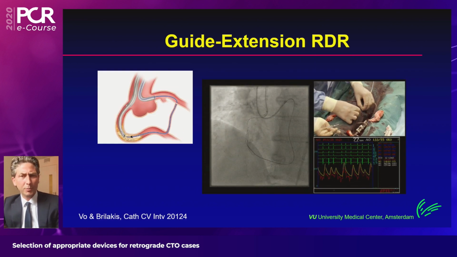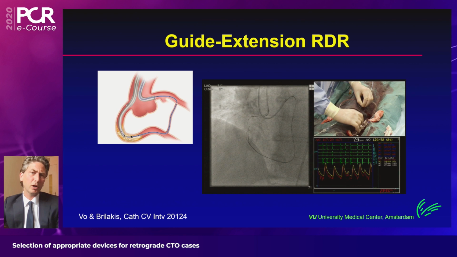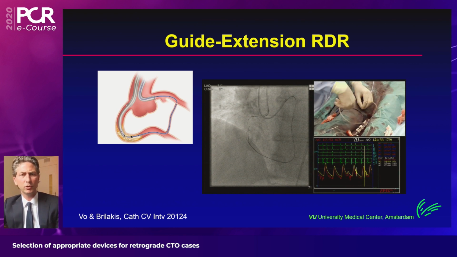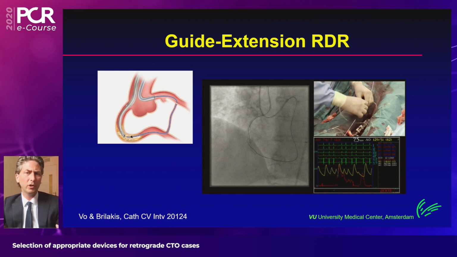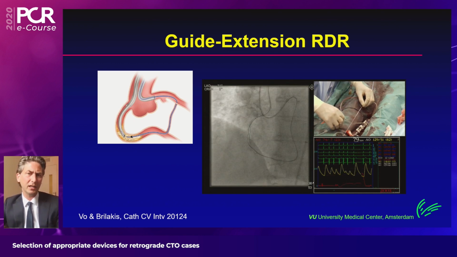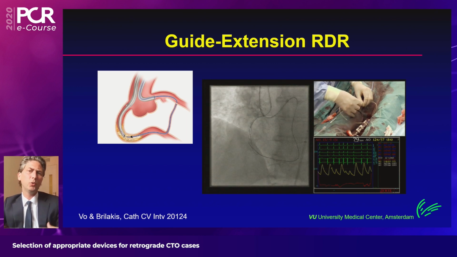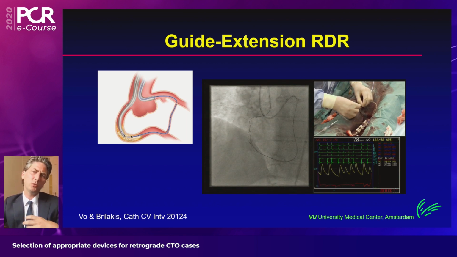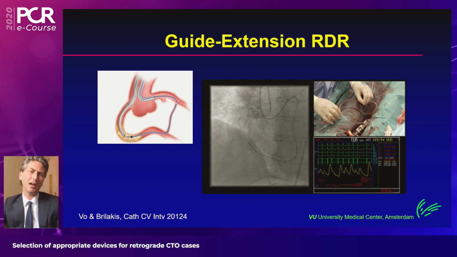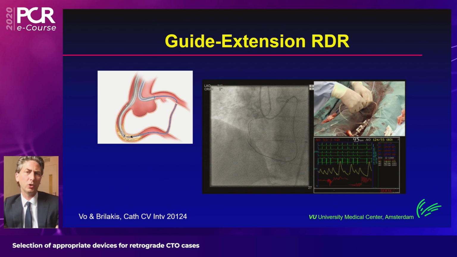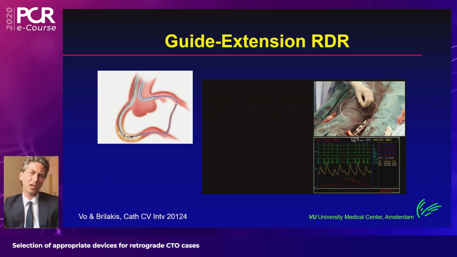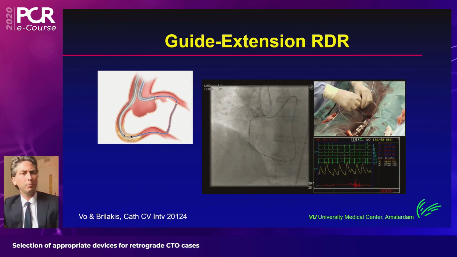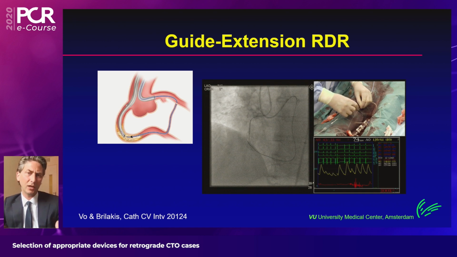In our lab and most labs across the world, it's now customary to do guide extension facilitated reverse CART, because then you make the distance between your retrograde gear and your antegrade gear as small as possible. So as you can see right here, we are ballooning the subintimal space, and we are inserting a guide extension, in this case a GuideLiner, and you balloon the subintimal space and take the GuideLiner into the subintimal space, and so you prevent recoil. Now you have a very short distance between your guide extension and your retrograde gear, and then you can basically take any kind of wire to try to get re-entry.